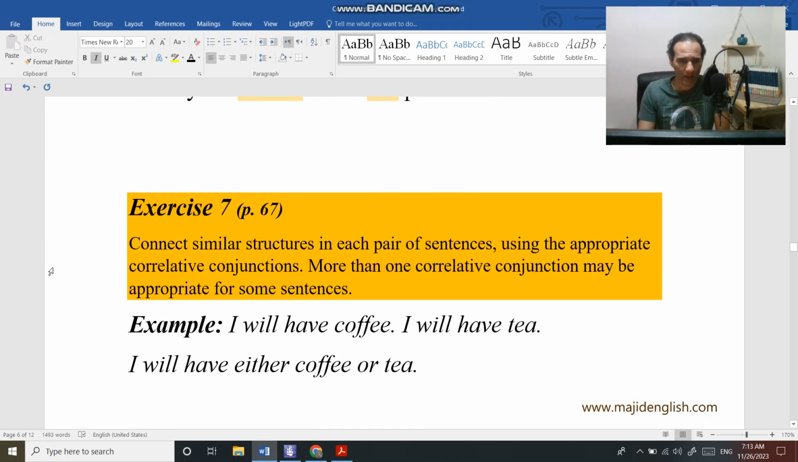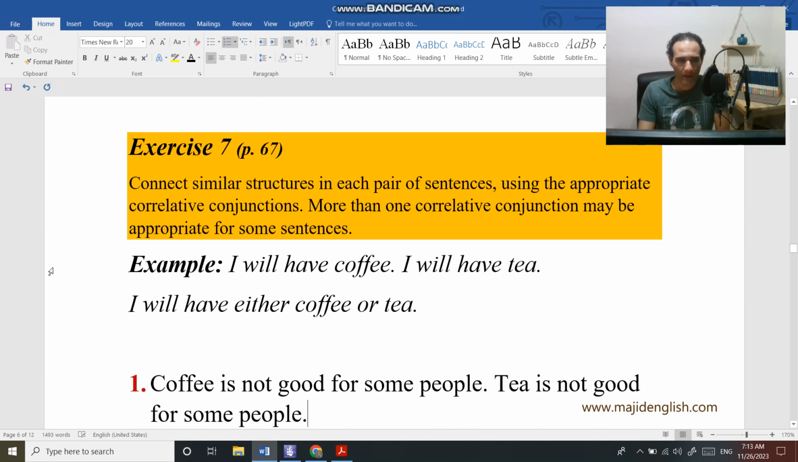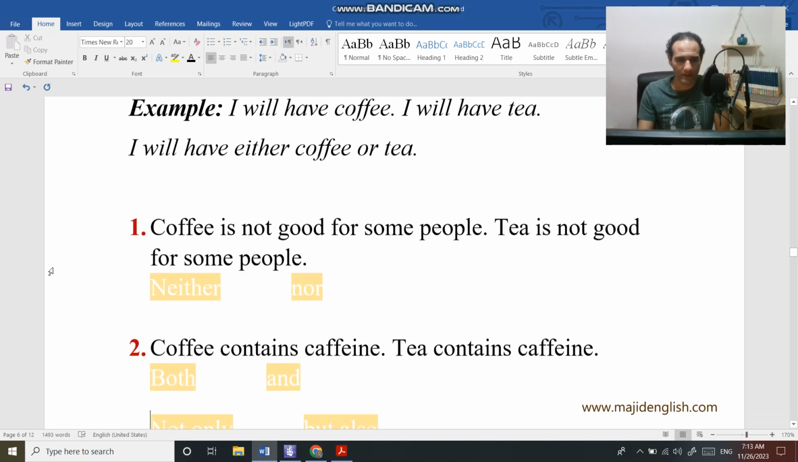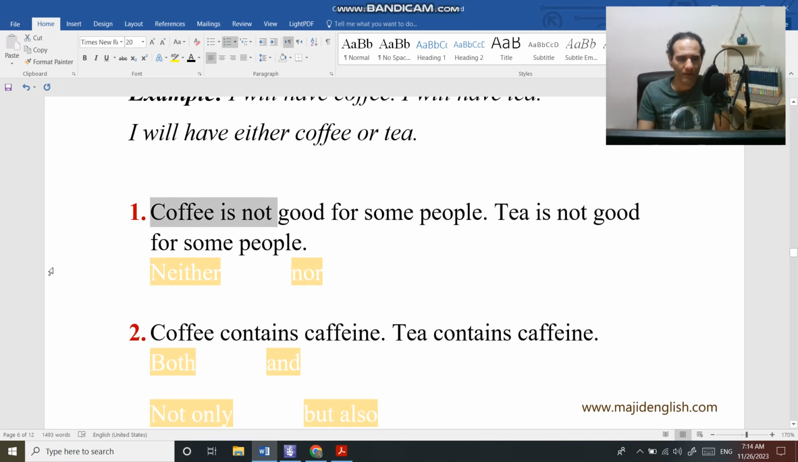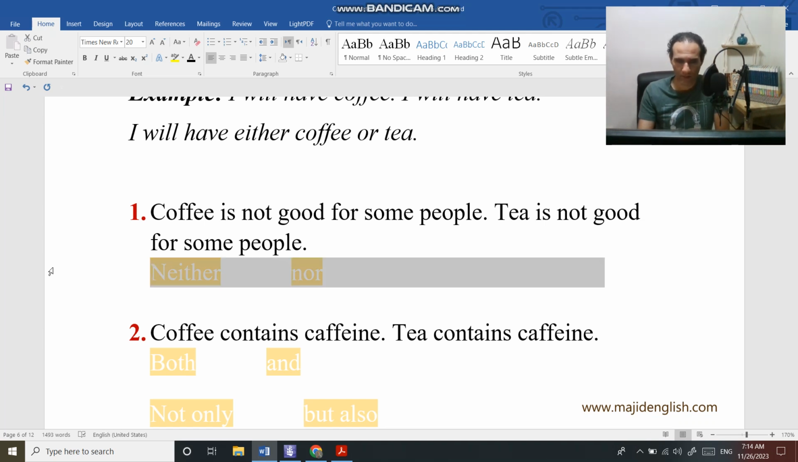Exercise 7, a very beautiful exercise because it requires your creativity to produce sentences. It says you decide which correlative conjunction could be useful for each case. It says, I will have coffee, I will have tea. So I will have either coffee or tea. Or it could be I will have both coffee and tea, depending on the taste. Now, it says coffee is not good for some people, tea is not good. So the combination of two nots is neither nor. Neither something nor something, and after that the rest of the sentence.